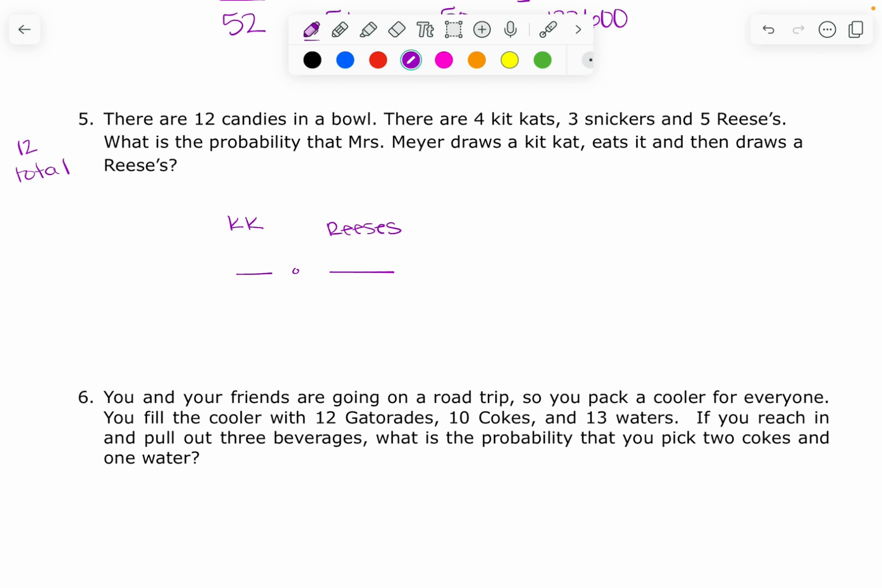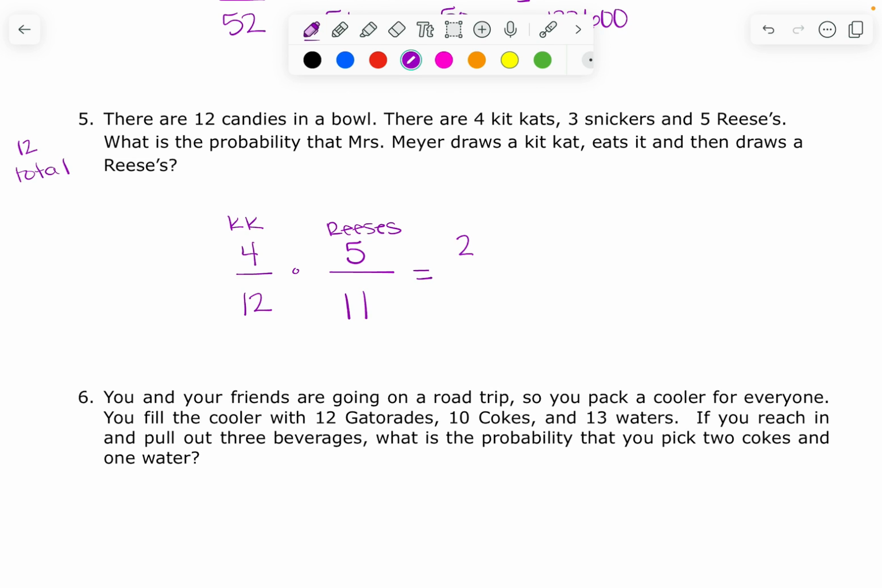All right, so before I go in at all, the probability of getting a Kit Kat, there's 4 of them out of 12 total in that bowl. She ate that Kit Kat. She got that Kit Kat. She ate it. So now when I go back into that bowl, there's only 11 total candies in there. But of those 11, I still have 5 Reese's because I ate a Kit Kat the first time, not a Reese's.